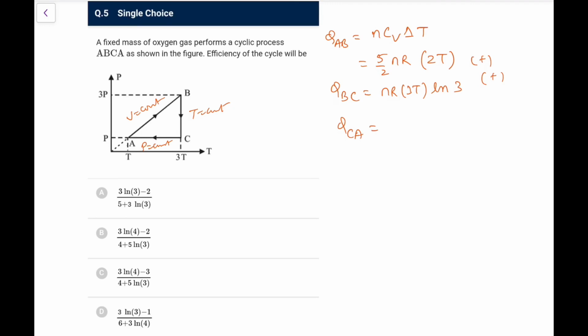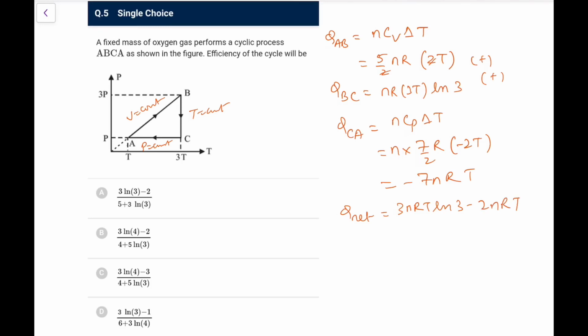QCA, this is isobaric, nCP delta T. So this is n into 5/2, not 5/2, sorry, this is CP. So this should be 7/2. 7/2 R delta T, where delta T is minus 2T. So what I get now is minus 7 nRT. And this was 5 nRT. So what is QNet? QNet comes out as 3 nRT ln 3 minus 2 nRT, I can write. And what is Qin? Qin means only the positive ones, that means 5 nRT plus 3 nRT ln 3.